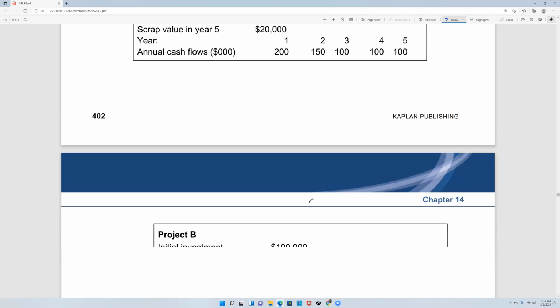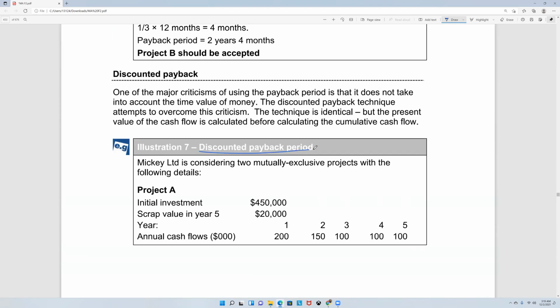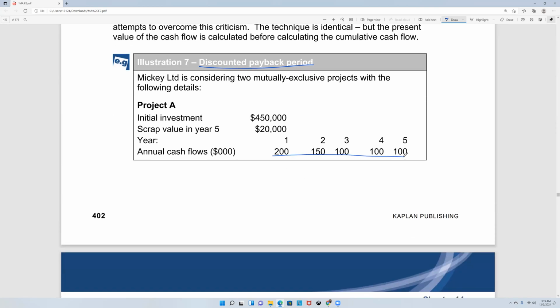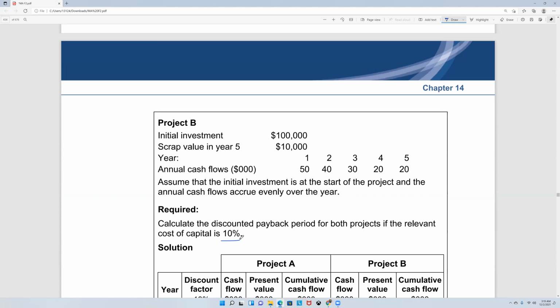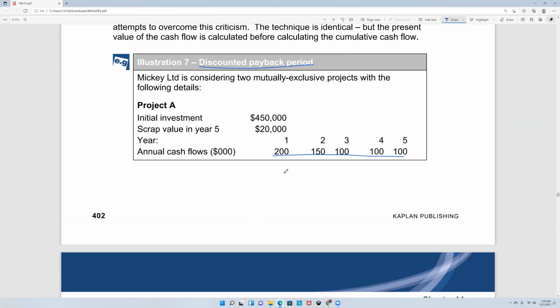डिस्काउंटेड पे बैक में क्या करते हैं, ये जो कैश फ्लोज है ना, आप इन कैश फ्लोज को डिस्काउंट करते. डिस्काउंटिंग रेट यहाँ दिया हुआ परसेंटेज है, 10%. तो 1 डिवाइडेड बाय 1.1 करते हैं हम लोग, तो कितना आएगा?